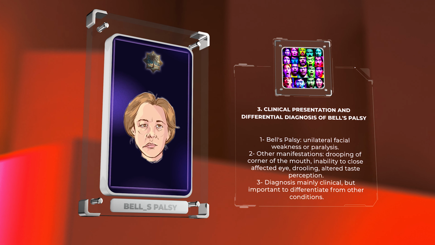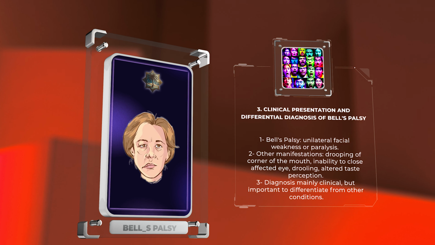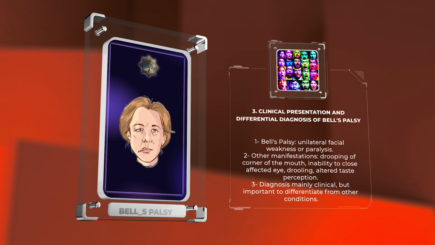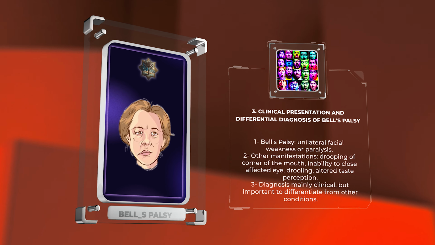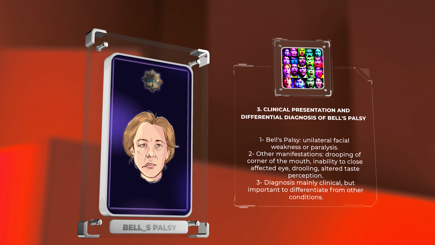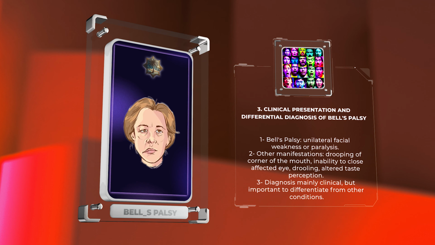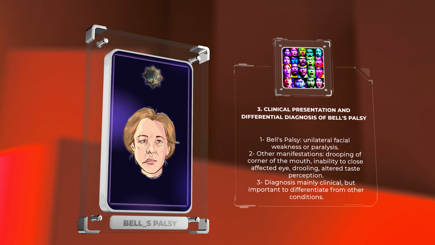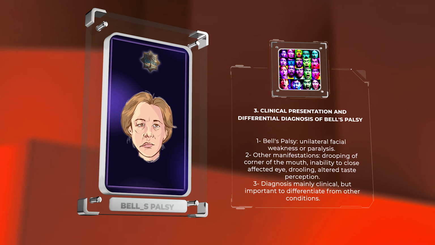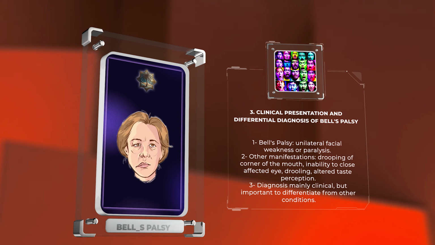The diagnosis of Bell's palsy is mainly clinical, based on the characteristic presentation. However, it is crucial to differentiate Bell's palsy from other conditions that may cause facial paralysis, such as stroke, Lyme disease, or tumors. Careful evaluation, including a thorough medical history, physical examination, and imaging studies if necessary, helps ensure an accurate diagnosis.